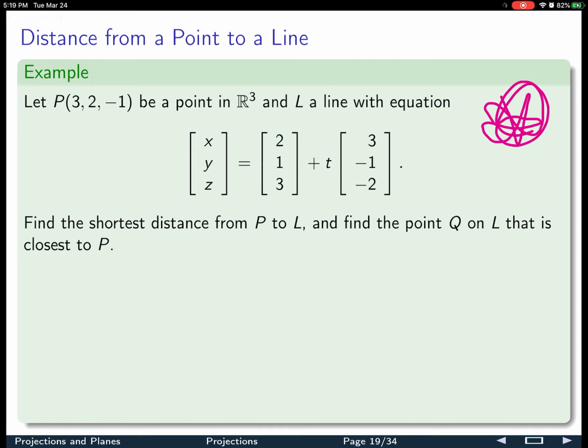Now we're going to be calculating distances in 3 dimensions. So the first one is we're given a point and a line, and we want to find the shortest distance from a point to a line. This is going to be important. It's going to be on our activity on Friday. So get excited for that. In order to find the shortest distance from the point to the line, we're going to do some more projecting.